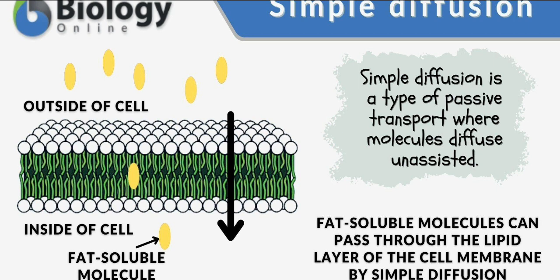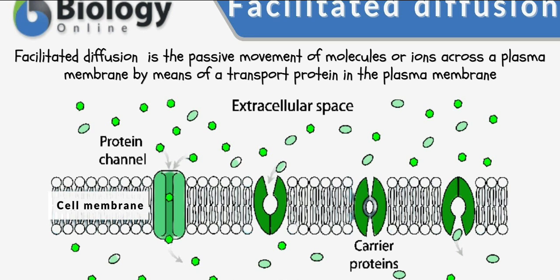Active transport. Active transport is when molecules move across the cell membrane from a region of low concentration to a region of high concentration, against their concentration gradient.